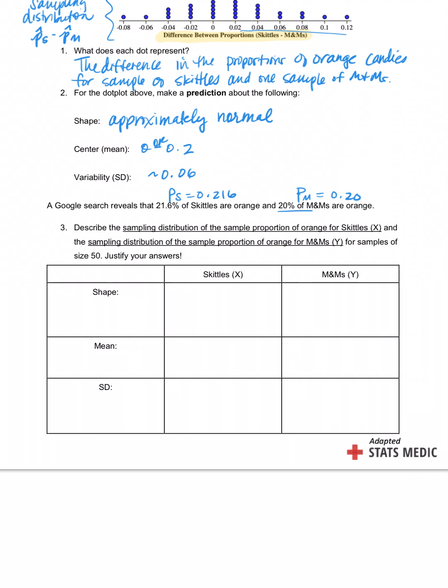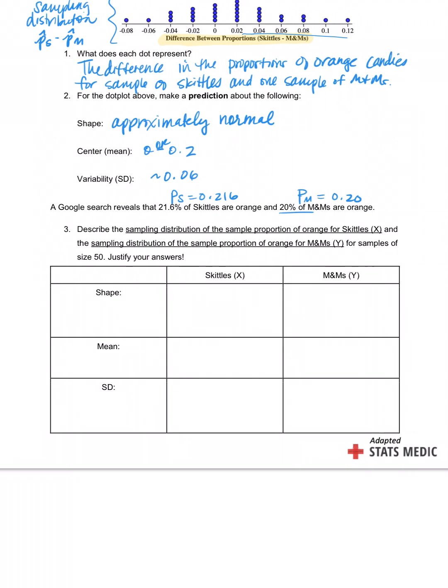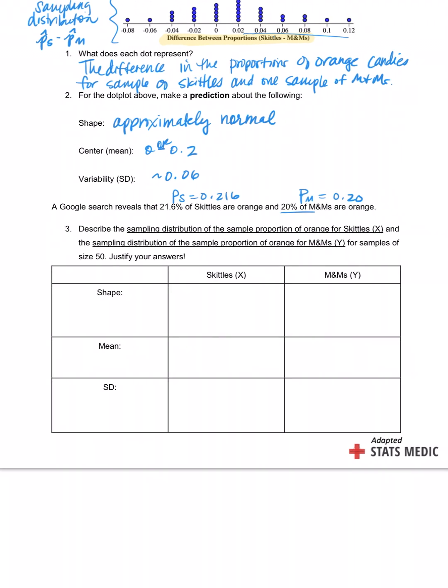Justify our answers. All right, so we're going to take the process that we know for one sampling and apply it to the two samplings. So we're just going to do it in one sample mode right now. All right, so let's deal with Skittles first.